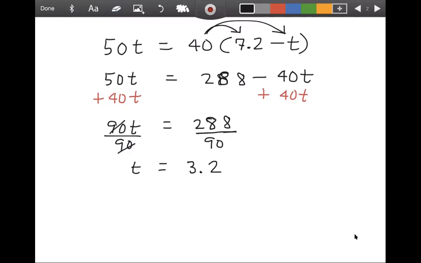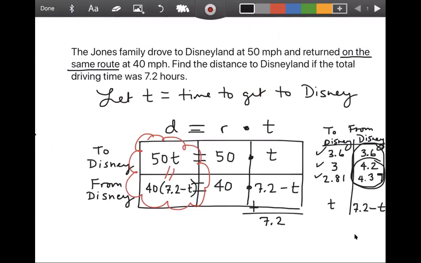All right, so now I'm ready to write my complete sentence that represents my answer. I'm going to go back to the original problem because, and I don't think this has ever happened before in any of the examples, we need to make sure we answer the question that was asked. The question that was asked was to find the distance to Disneyland. It was not to find the amount of time it takes to get to Disneyland. All right, so we have one more thing left to do. So notice the distance to Disneyland is 50t.